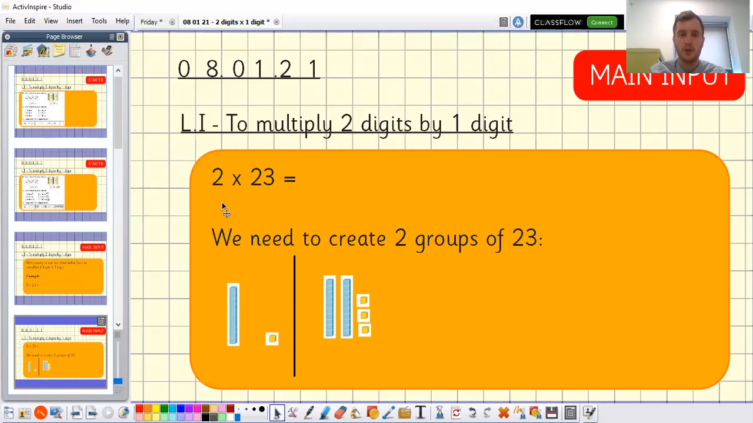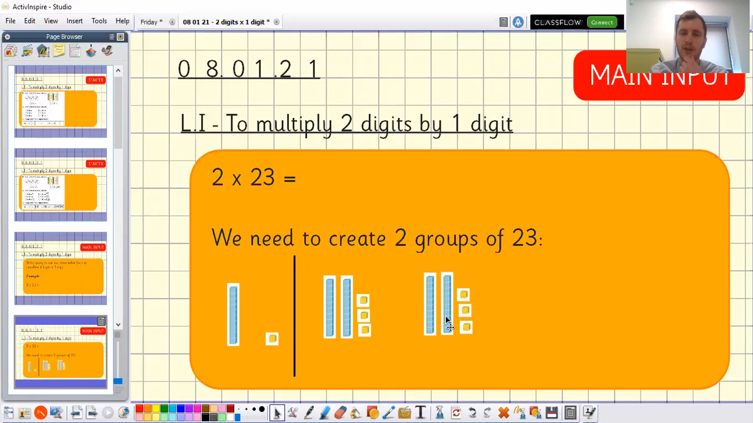And I need 2 groups of 23 because it's 2 times 23. So let me have a go at that one now. 10, 20, 1, 2, 3. There we have it, 2 groups of 23.